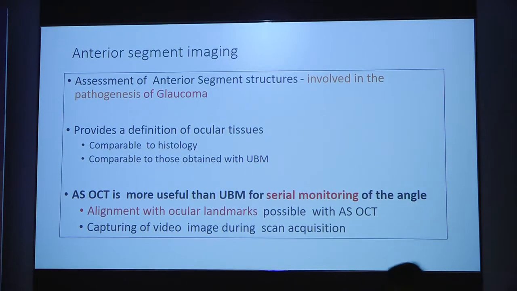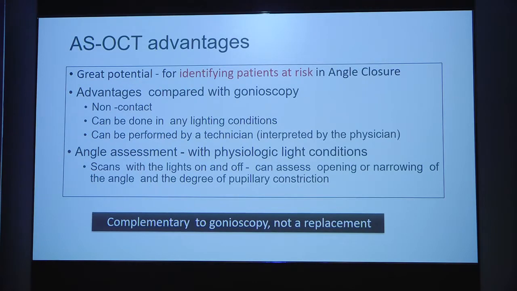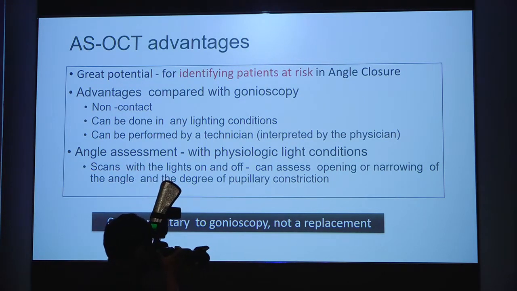Obviously, we cannot see anything which is beyond the iris because it is an optical tool. It provides a definition of ocular tissues which is comparable to histology and comparable to those obtained with UBM. It is more useful than UBM for serial monitoring of the angle because we can align the same ocular landmarks and we can capture video images during scan acquisition. Great potential for identifying patients at risk for angle closure. It is non-contact, can be done in any lighting conditions and can be performed by a technician.